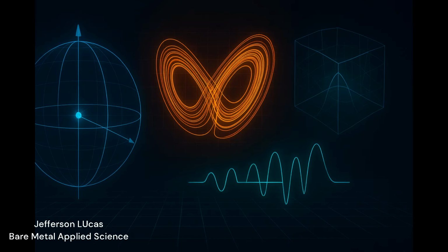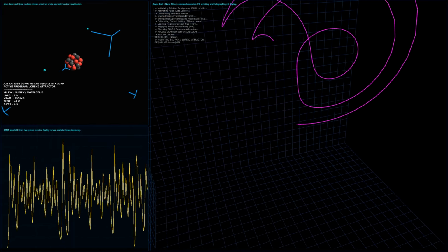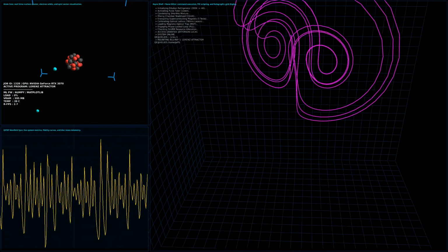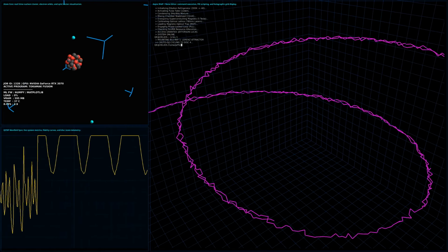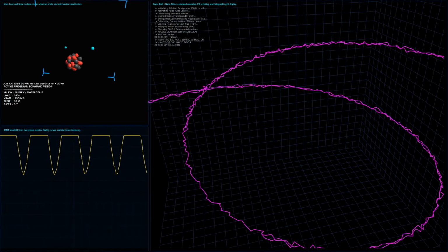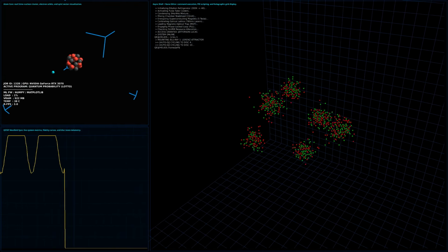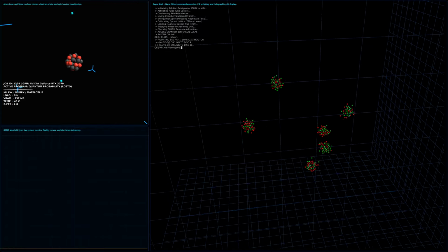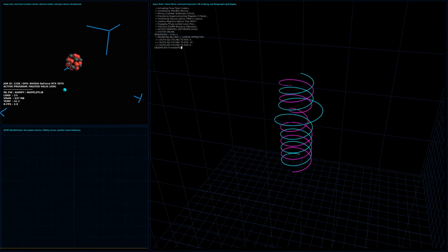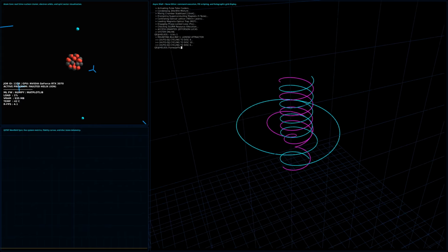Okay, let's dive in. We're doing a deep technical assessment of the Helios 9102 quantum engine. Right. This is the GPU-accelerated simulation architecture from Jefferson Lucas over at Bare Metal Applied Science. And our mission today really is to figure out how this engine gets around the biggest roadblock in quantum right now. The NISQ era. You've got this fundamental tension between the pure, perfect math of quantum logic and the messy, noisy reality of the actual hardware.